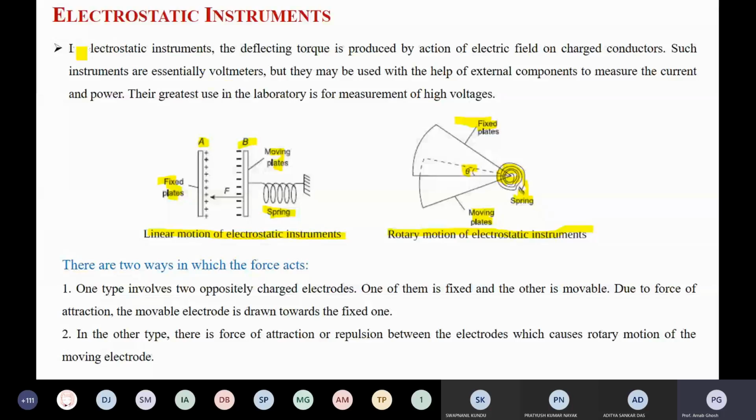Okay, so there are two ways in which the force acts on your instrument. The first type involves two oppositely charged electrodes. In both cases, the charges are the same, so they are repelling each other, or the charges are opposite, so they are attracting, and the force acts from the negative to the positive side. In the first case both are opposing each other, so one of them is fixed and the other is movable.